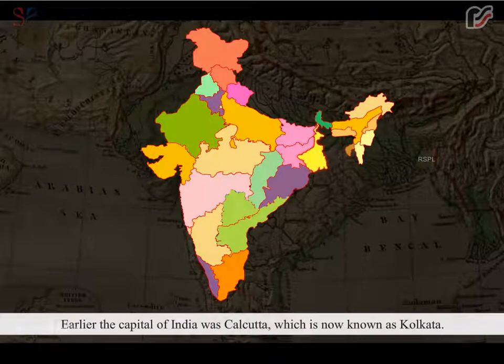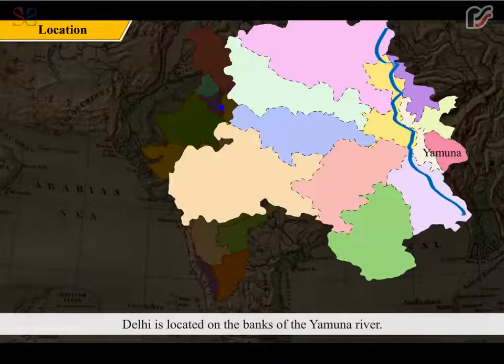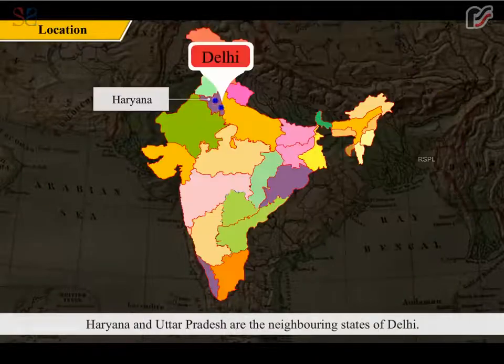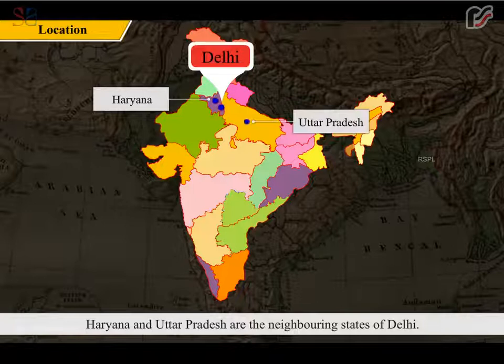Earlier the capital of India was Calcutta, which is now known as Kolkata. Delhi is located on the banks of the Yamuna River. Haryana and Uttar Pradesh are the neighboring states of Delhi.